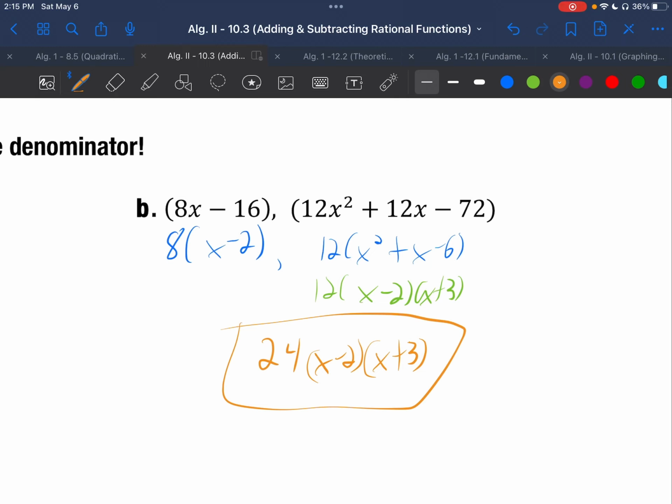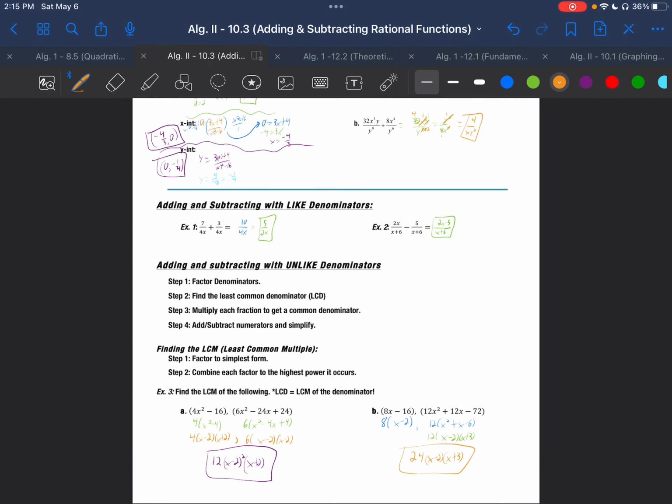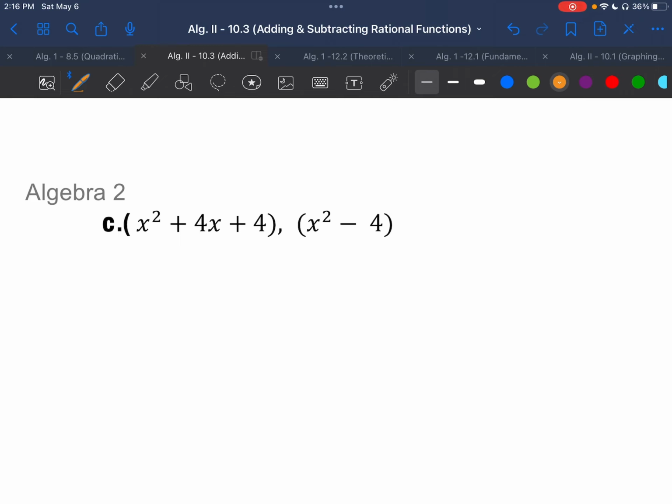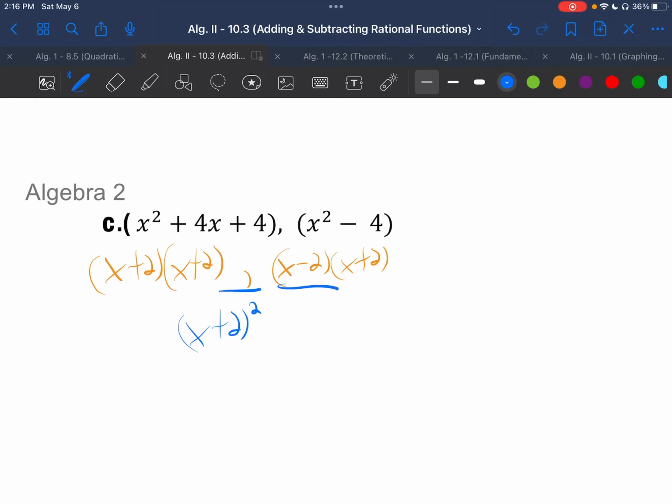I encourage you to flip and try letter C on your own. Letter C, the first part, no GCF, but we can factor into x plus 2 and x plus 2, aka x plus 2 squared. Second part, difference of two squares, x minus 2, x plus 2. So as far as x plus 2 is going to go in common, there's 2 and 1. So least common multiple is x plus 2 squared. X minus 2, 1 and none. So least common multiple is just x minus 2. And that'd be it.